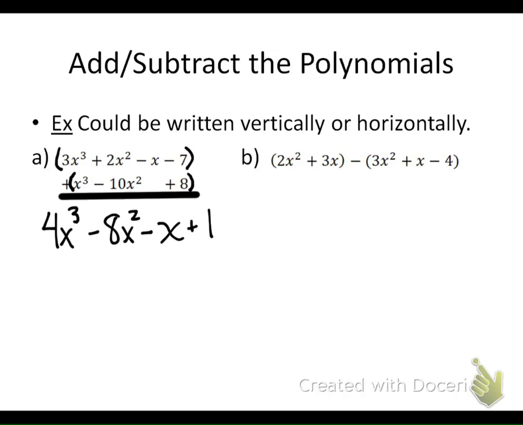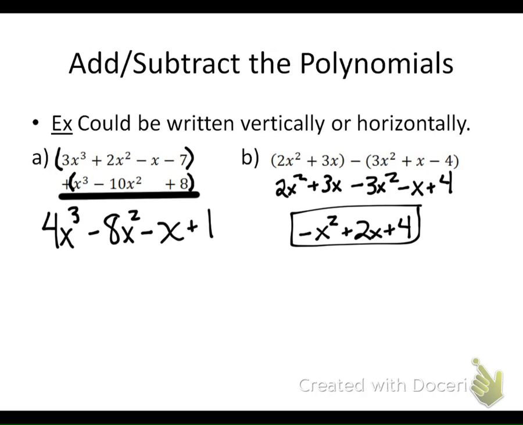Let's distribute that negative. So it becomes negative 3x squared, negative x plus 4. Then you get like terms together. And you see the negative 1x squared plus 2x plus 4.